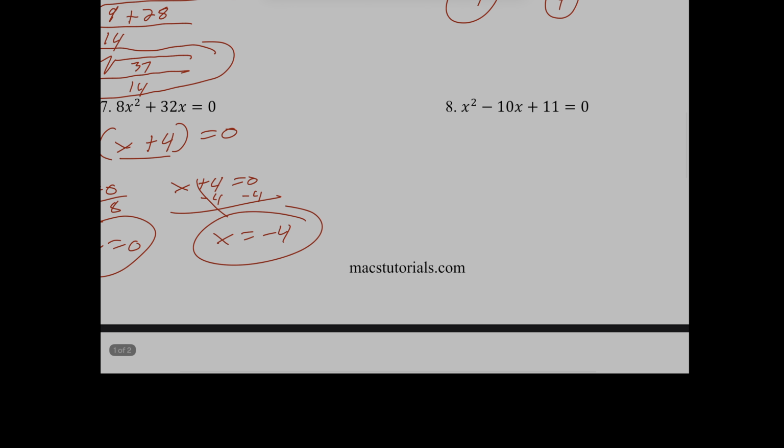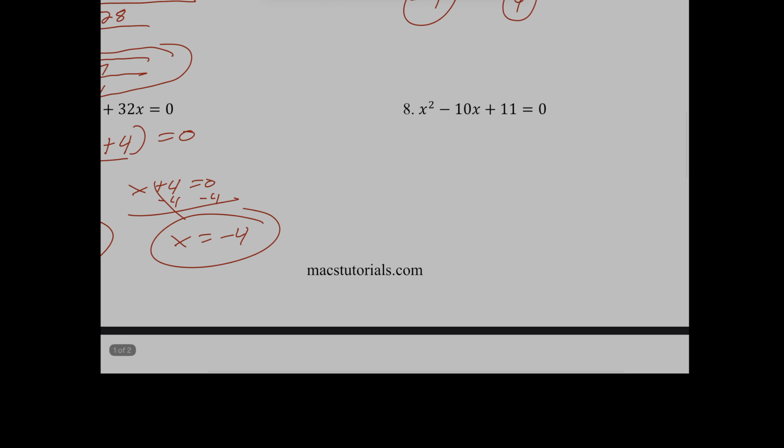And then lastly, number 8, I ask myself first, can I factor this? Now, I know it's third term positive. Factors of 11 will have to add to 10. Now, the only factors of 11, because it's prime, is 11 and 1. They'll subtract to 10, but I need them to add to 10, so no, it actually won't work.